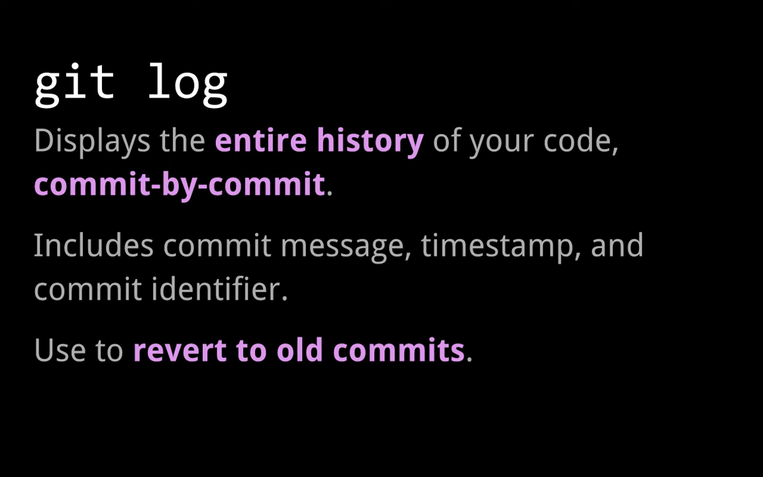Git log gives the coder a bird's eye view of their entire commit history. This history is listed commit by commit, with each commit message, timestamp, and alphanumeric identifier featured quite prominently. Git log is useful for visualizing your code's history and, if need be, going back in your code's history to the latest version or save point where things were working as you desired.